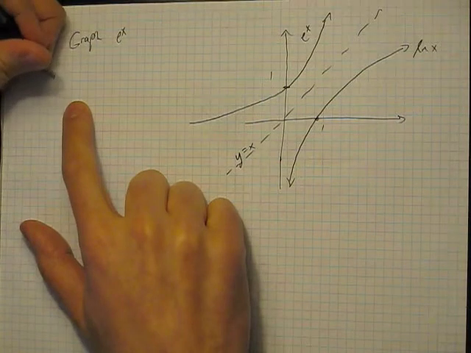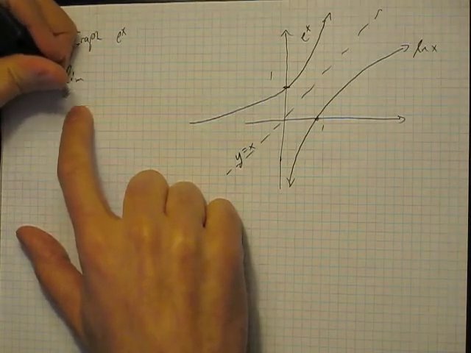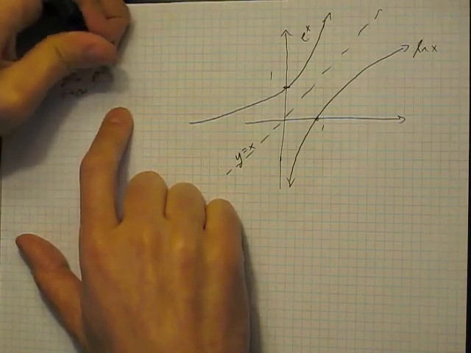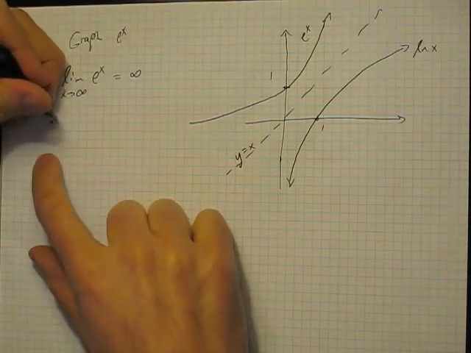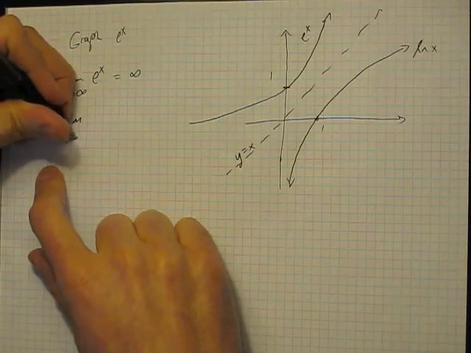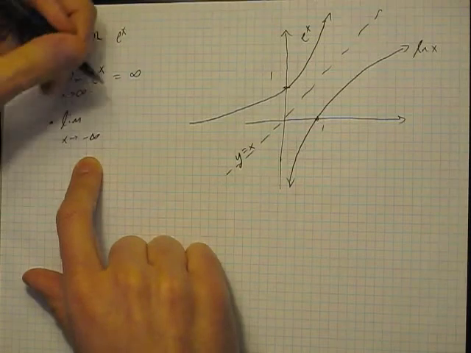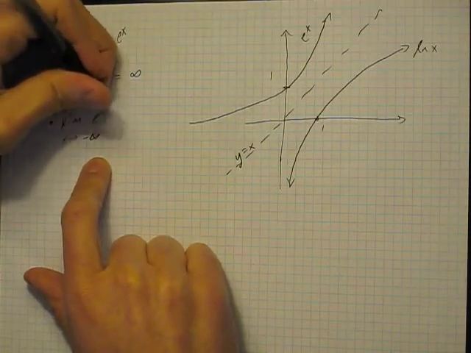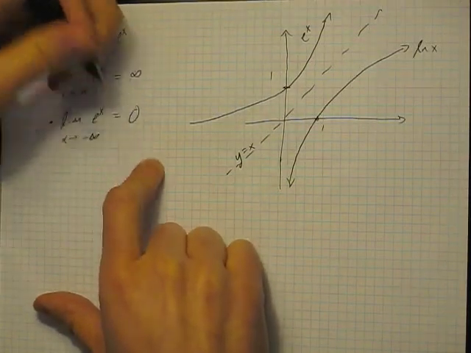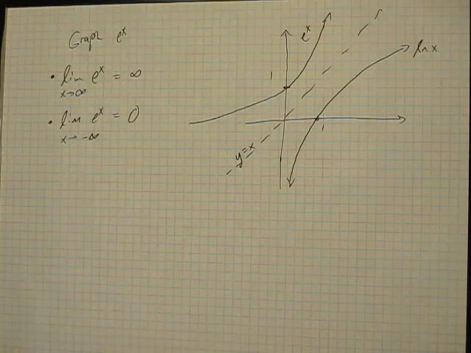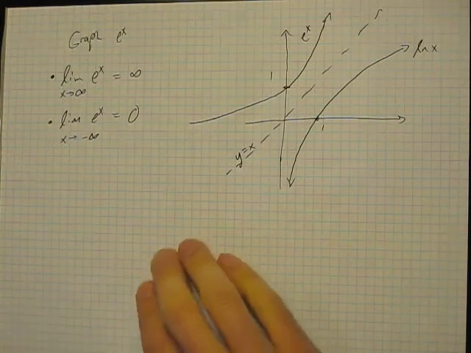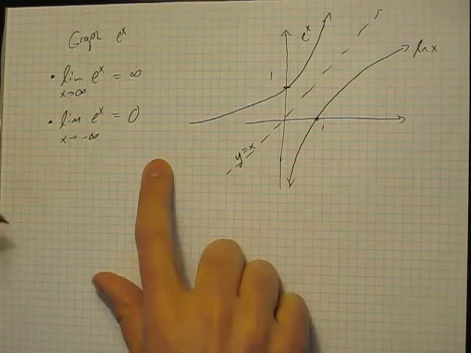In particular, some rules about this. As x goes to infinity, e to the x goes to infinity. As x goes to minus infinity, pardon me, then e to the x goes to 0. Those are some properties of e to the x.